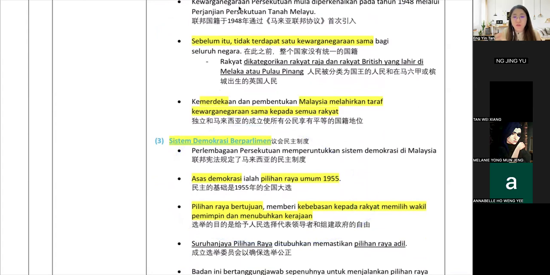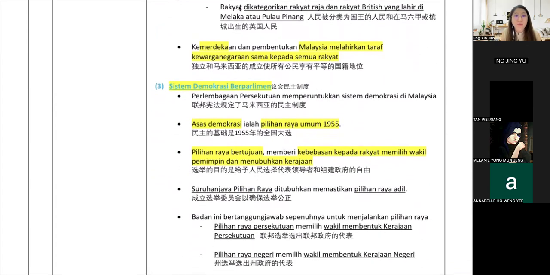The democracy system was introduced by the British. Your nationalism is from England; they started first, and only then did they influence us. The Perlembagaan Persekutuan mentions that our country is a democracy system. The law says that we are a democracy system. So how do we prove that we are a democracy system? Pilihan Raya. And then you need to explain what Pilihan Raya is.